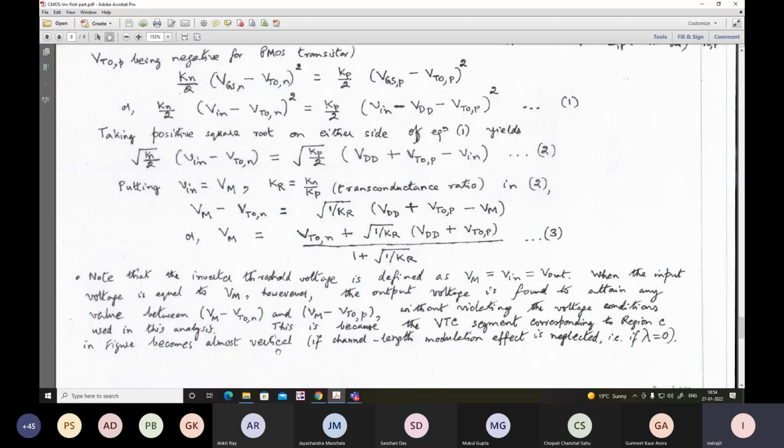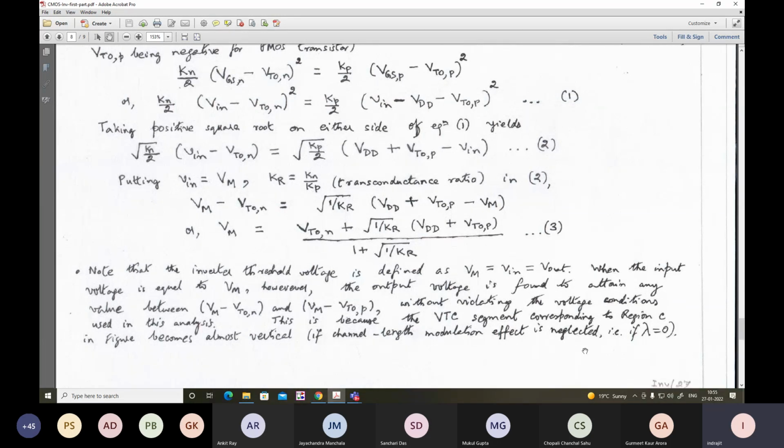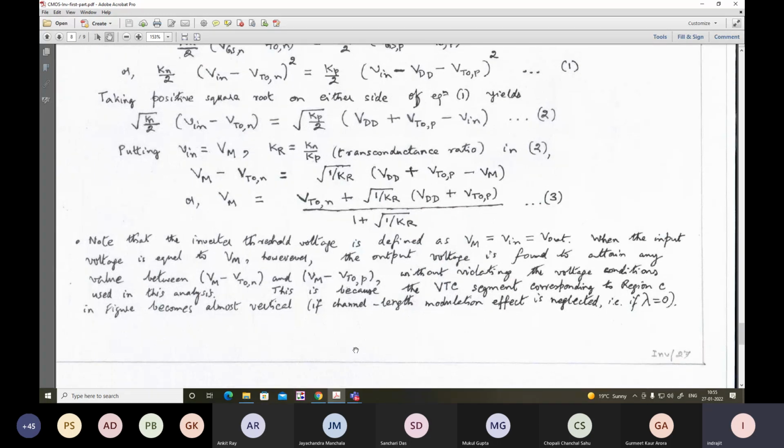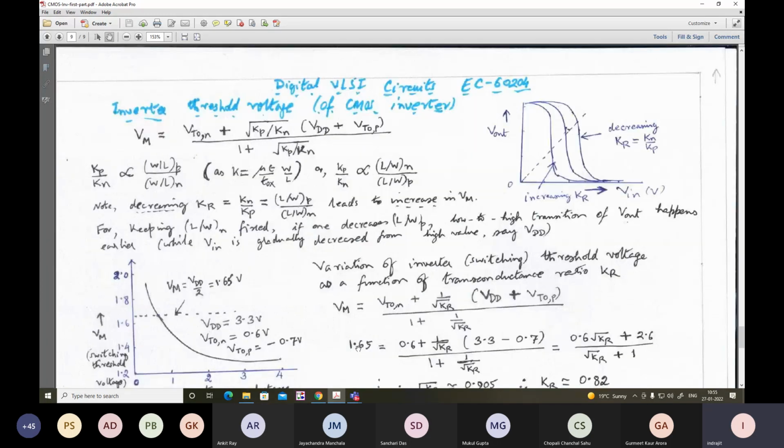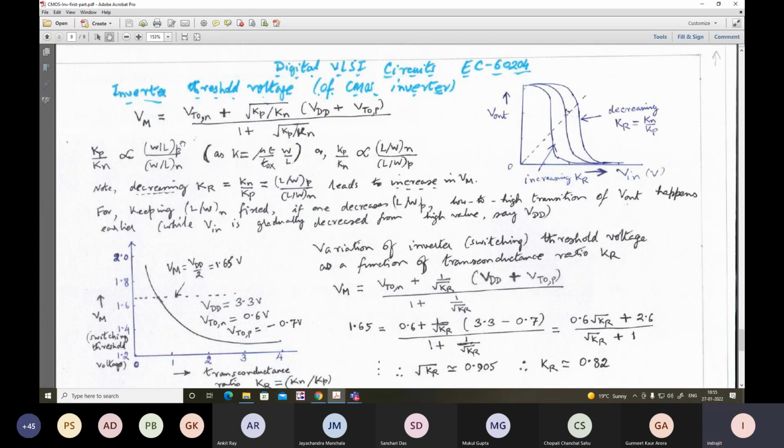If channel length modulation is neglected, that is lambda equal to 0, why? Because lambda may take prominence while both the transistors are in saturation. So if you neglect it, as lambda is a few tens of millivolts, we see that this is the overall range of the output voltage. Next, we see a brief discussion on Kn by Kp. The Kn by Kp, these are Kr, the transconductance ratio, and you have written it for sure.